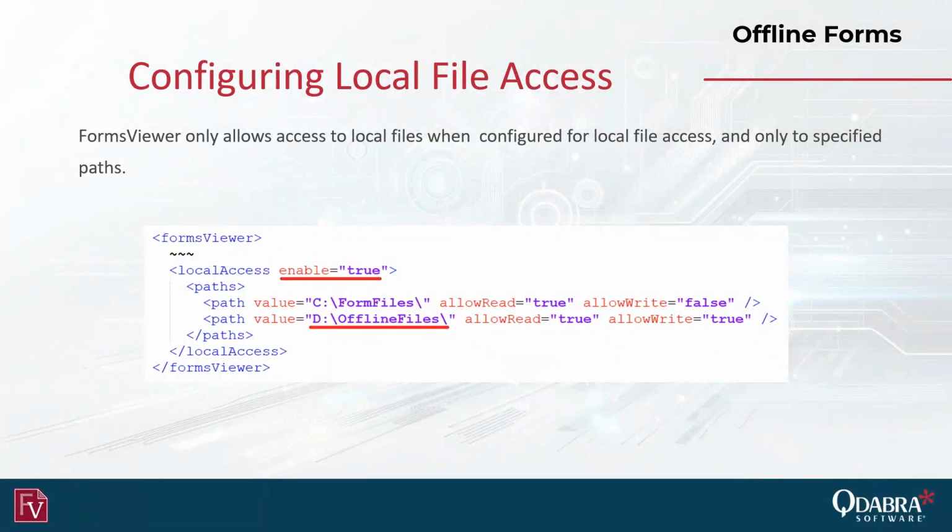So you can see in our example here that we've set it to enable access to the local file system, and we've indicated 2 folders that it should be able to access. So it can basically access anything within those folders and subfolders. And also you can see it allows specifying whether it should have read access or write access to the folder. In the case of this first form files folder, we're only allowing read access.